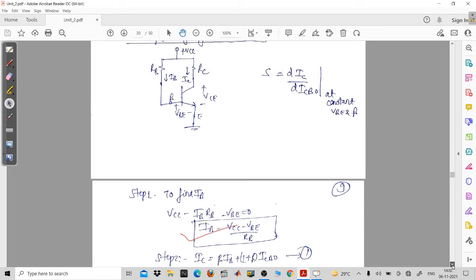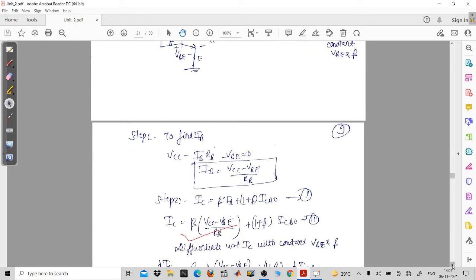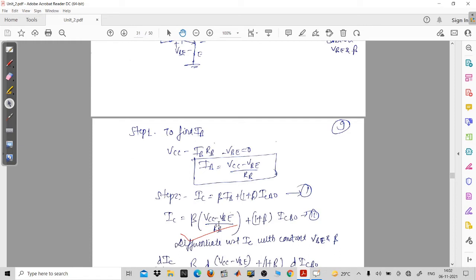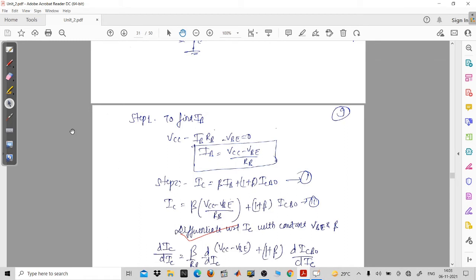Now you put this IB value here. After putting the IB value, your collector current equation will be modified. So IC will be equals to beta into this value plus (1 plus beta) into ICBO. Our aim is to take the differentiation, because we want S equals DIC upon DICBO. So now in this case you can see ICBO is there. So you simply differentiate the entire equation with respect to ICBO, but keeping this VBE and beta as constant.